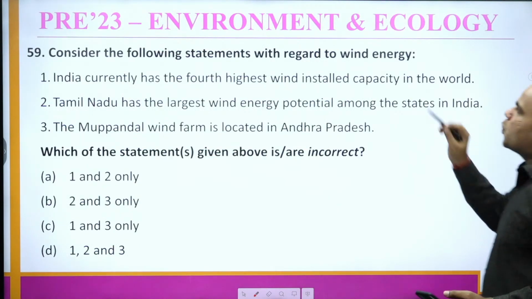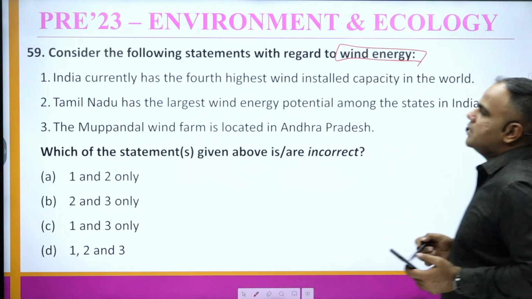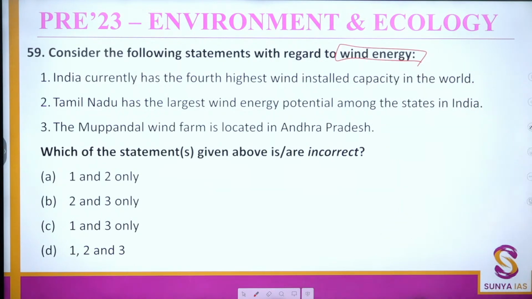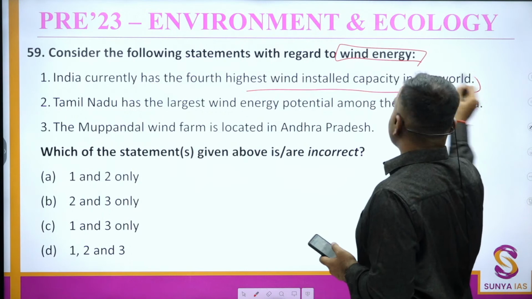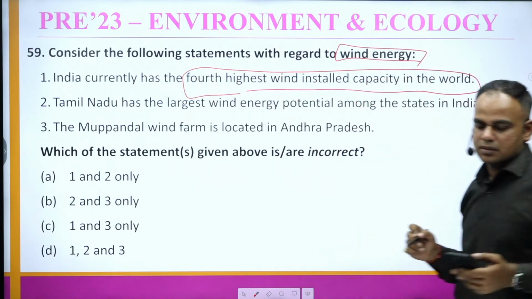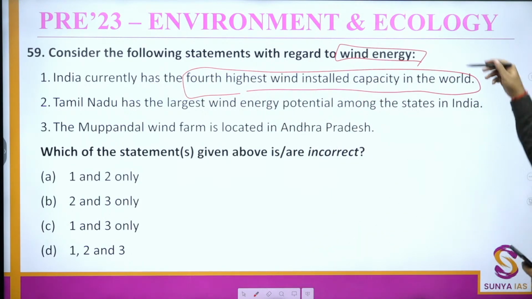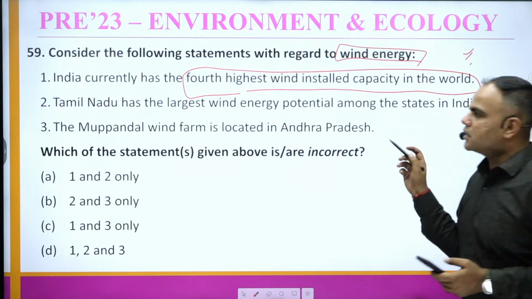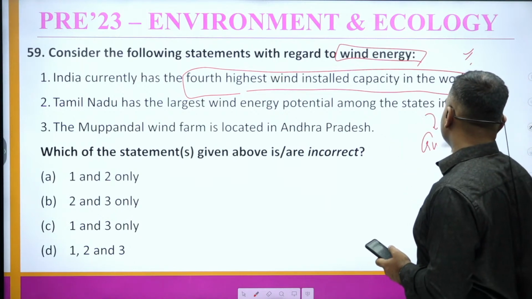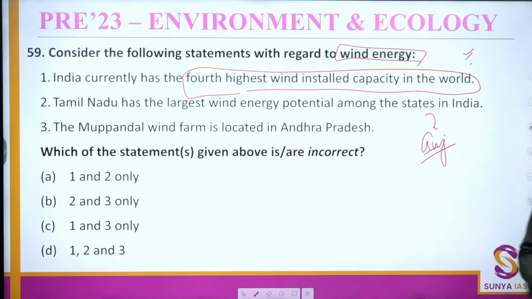Now with respect to wind energy, we have a few points. Statement number 1 is that India has the 4th highest wind installed capacity in the world. 4th highest. Okay, this is true. Now, Tamil Nadu has the largest wind energy potential amongst the states. So it is actually the state of Gujarat which has the highest wind energy potential, right? So statement 2 becomes wrong.